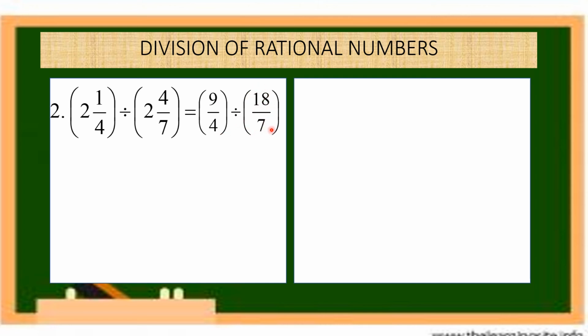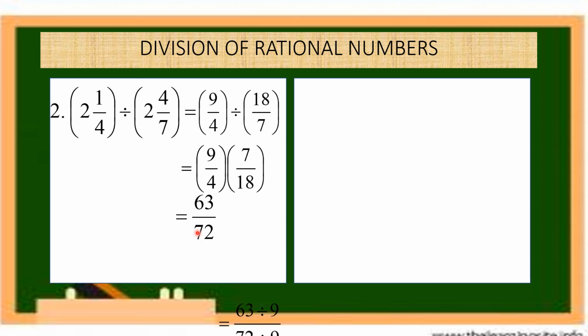The rule in division is to invert the divisor. This 18 over 7 will become 7 over 18, and the operation will be multiplication already. So we have 9 times 7. 9 times 7 is 63, and 4 times 18 is 72. 63 and 72 are both divisible by 9. 63 divided by 9 is 7, and 72 divided by 9 is 8.